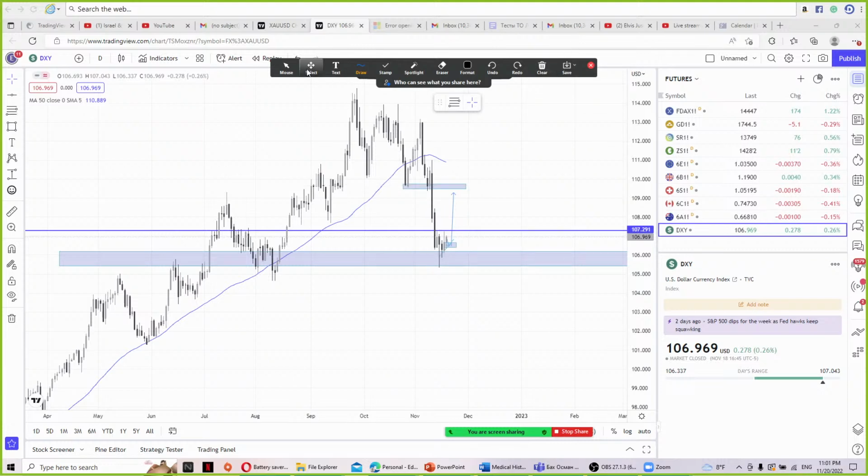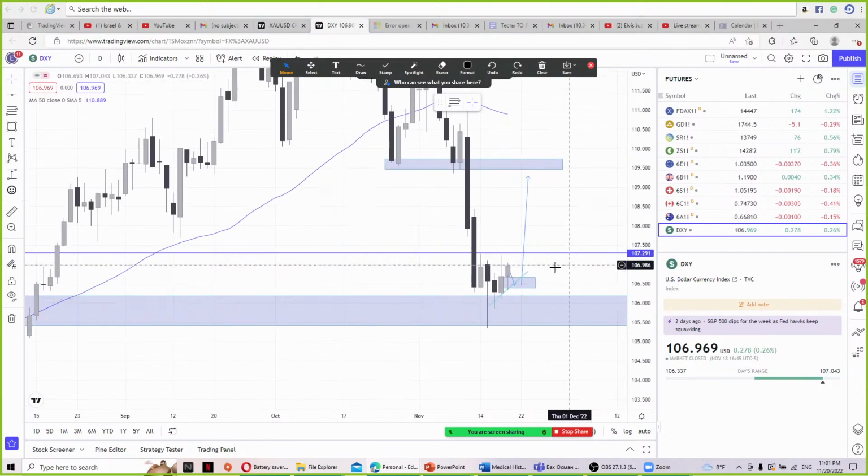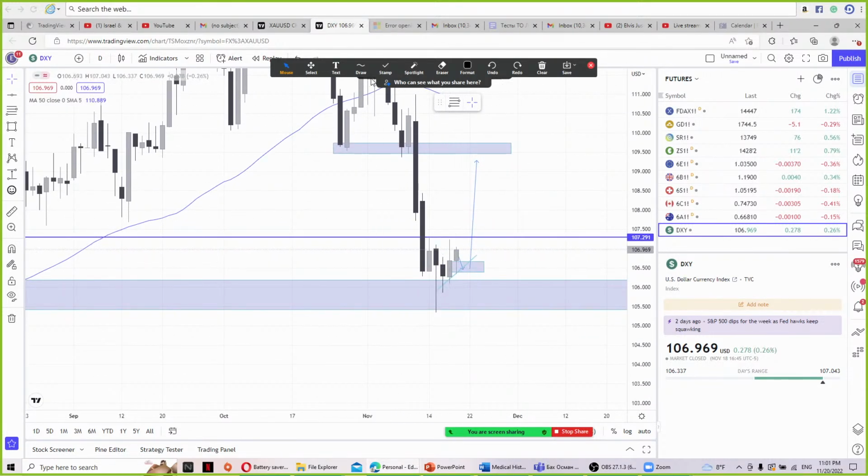Now, look at this very, very well. We are currently consolidating on DXY. That means price is choppy. So likely, if DXY is choppy, that means a lot of pairs would also be choppy. A lot of pairs will also be moving this way.